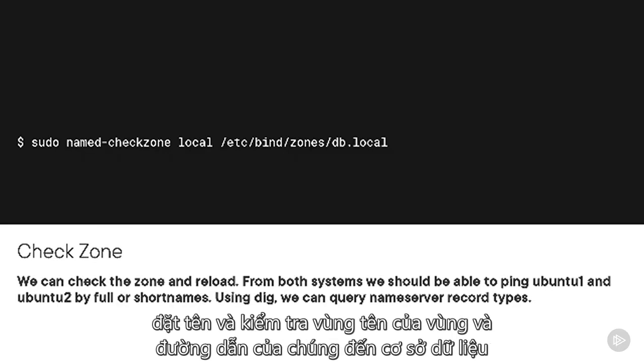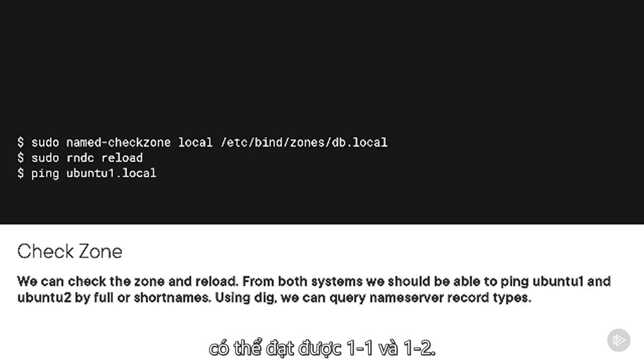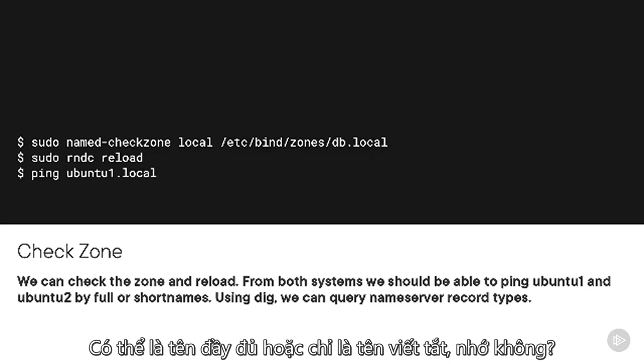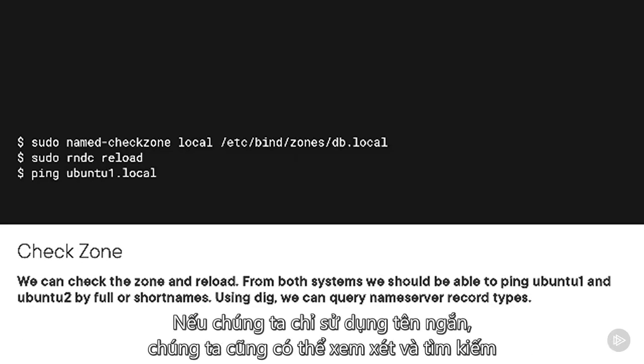Once we've created our zone file, we can check the zone file is okay using named-checkzone, the name of the zone, and the path to the database file. We can reload our configuration, and then we're able to test. So we should be able to ping ubuntu1 and ubuntu2, either with their full name or just their short name. Remember, it's our search domain that appends the local domain if we just use short names.